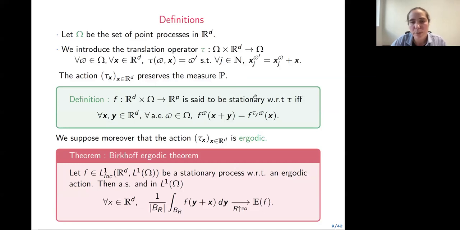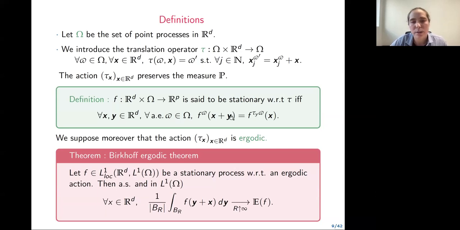And so for a process to be stationary with respect to tau, it means that if you compute your process at x plus y for the distribution of particles, it's the same thing as computing f at x for the translated distribution of particles.